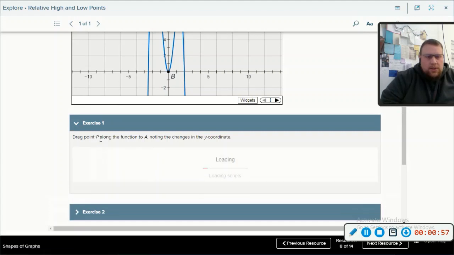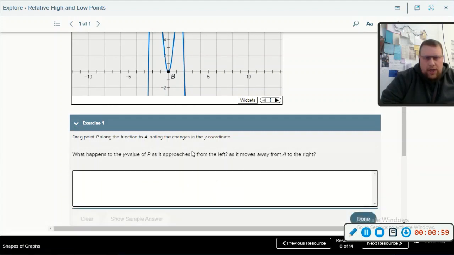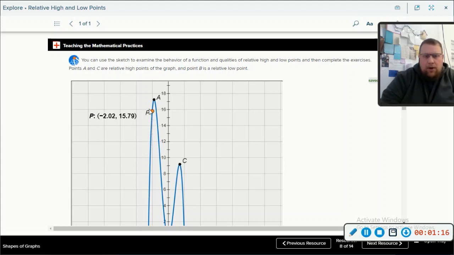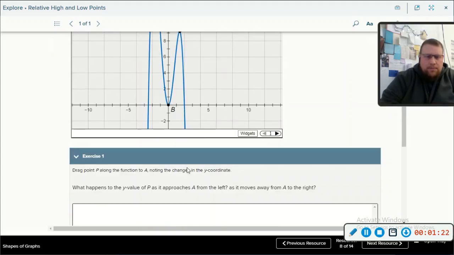So what's exercise one? It says drag point P along the function to A, noting the change in the y coordinate. What happens to the value of P as it approaches A from the left? Well, look at P. So we see the y value is 9.29 right here. If I go up, what's happening? As I'm approaching A, that value is getting bigger. And then as I go past A, what's happening? That value is getting smaller.